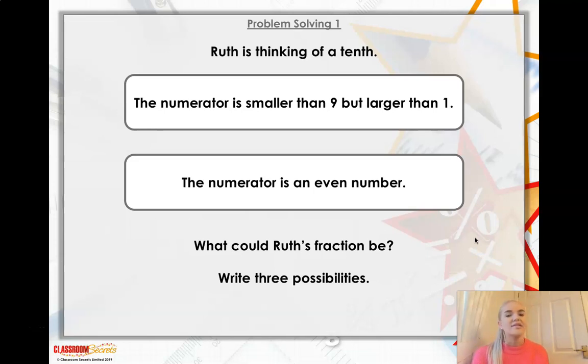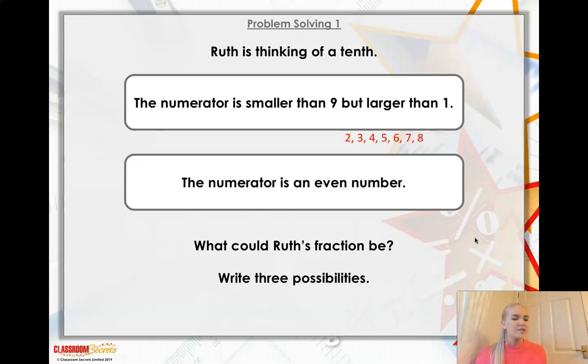What numbers are smaller than 9 but larger than 1? Have a think. That's right. The numbers 2, 3, 4, 5, 6, 7 and 8 are all numbers that are smaller than 9 but larger than 1. So either of these numbers could be her numerator. But she's also given us one more tip and hint. She says the numerator is an even number.